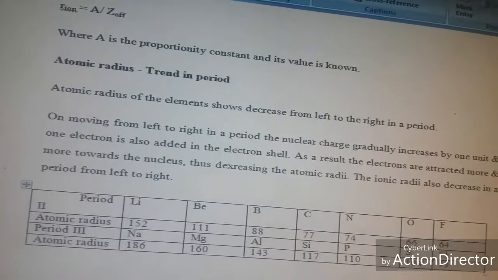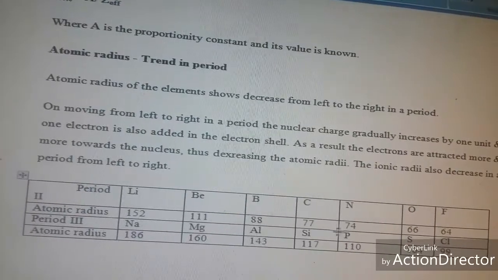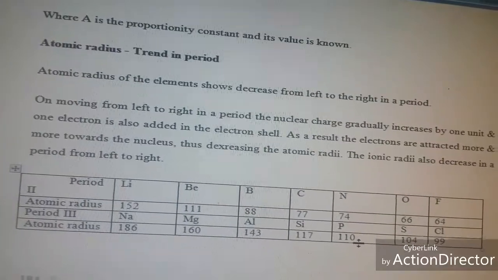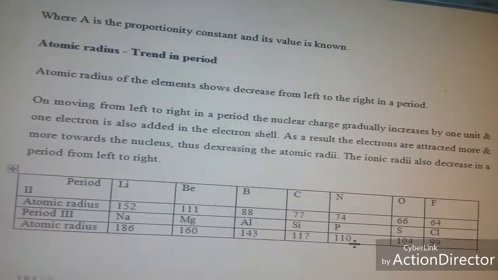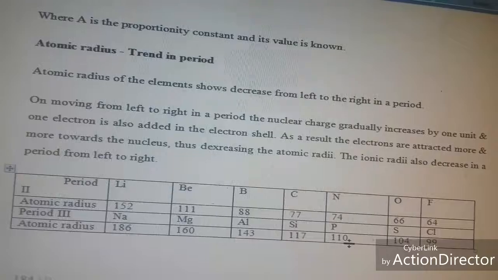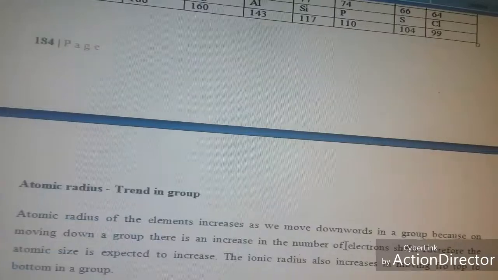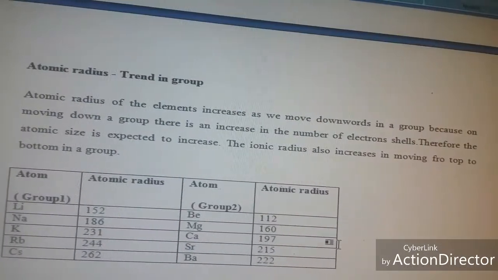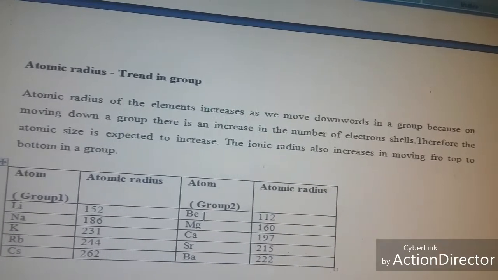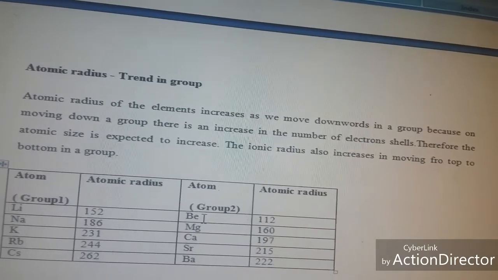NaCl I have taken. If you see the trend, atomic radii of elements decrease from left to right. I have taken the second period here, and the third period also shows a decrease, because when you move from left to right, the nuclear charge increases and one electron is added, and as a result, due to attraction, there will be a decrease in the atomic radii. And across the group you can see there will be an increase in the atomic radii, because the number of shells is increasing. So the atomic radii increase from top to bottom in a group.